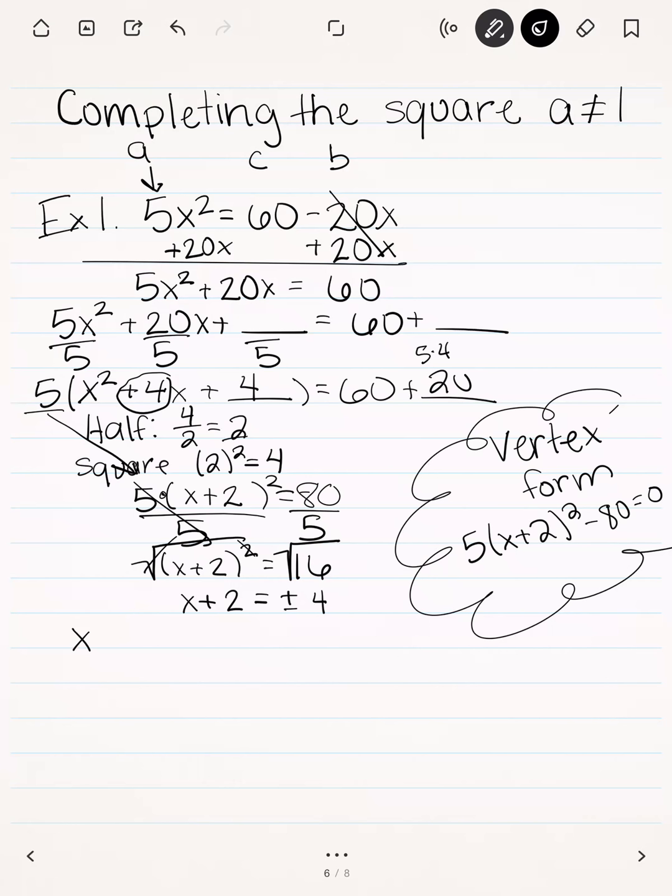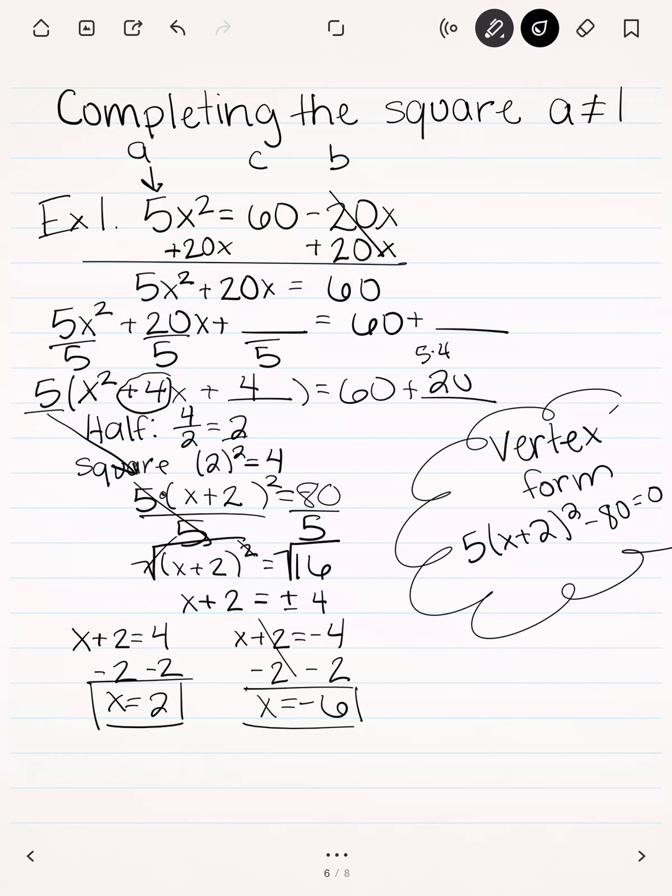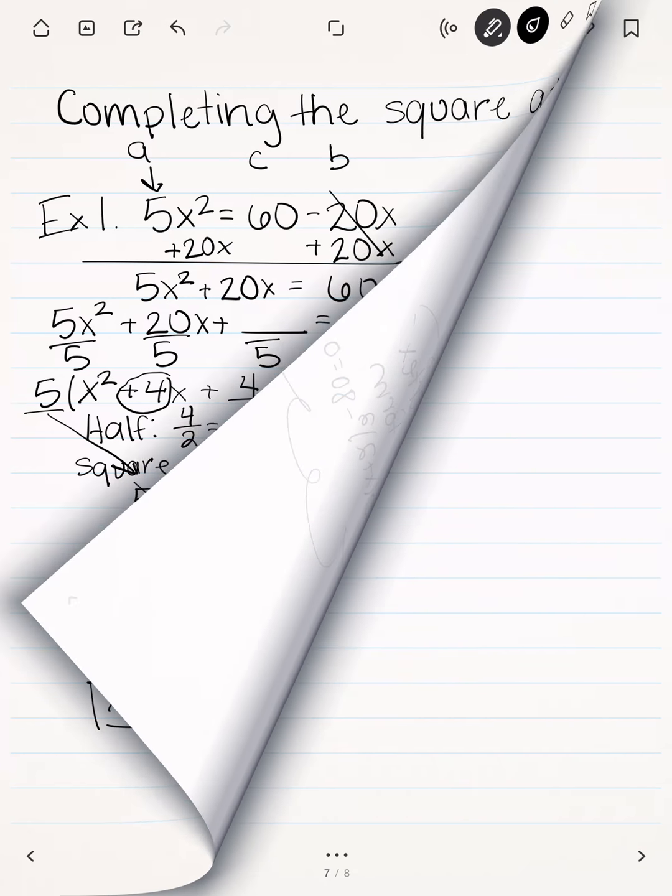From here, I need to know what x is, so I split it up and I set x plus 2 equal to 4. And I'm going to set x plus 2 equal to negative 4 and solve for x. So I subtract 2 on both sides. x equals 2. From here, I do negative 4 minus 2. I get x equals negative 6. So these are my roots, my solutions, my zeros, my x-intercepts. Okay, I go to the next example.